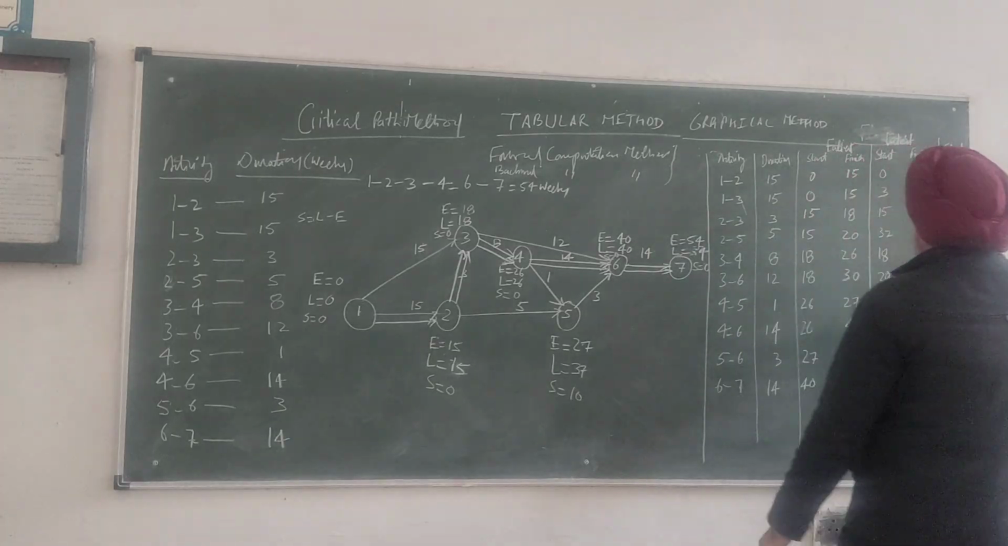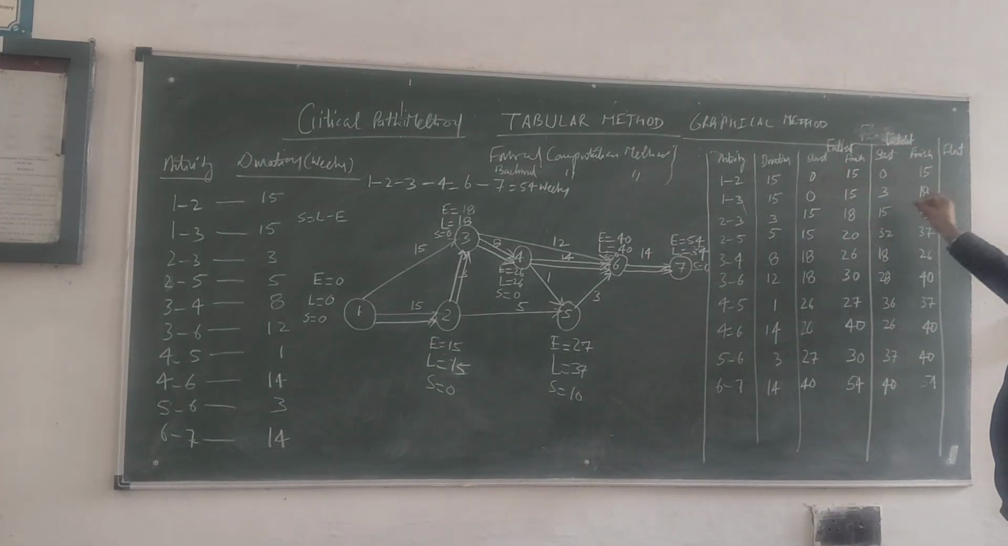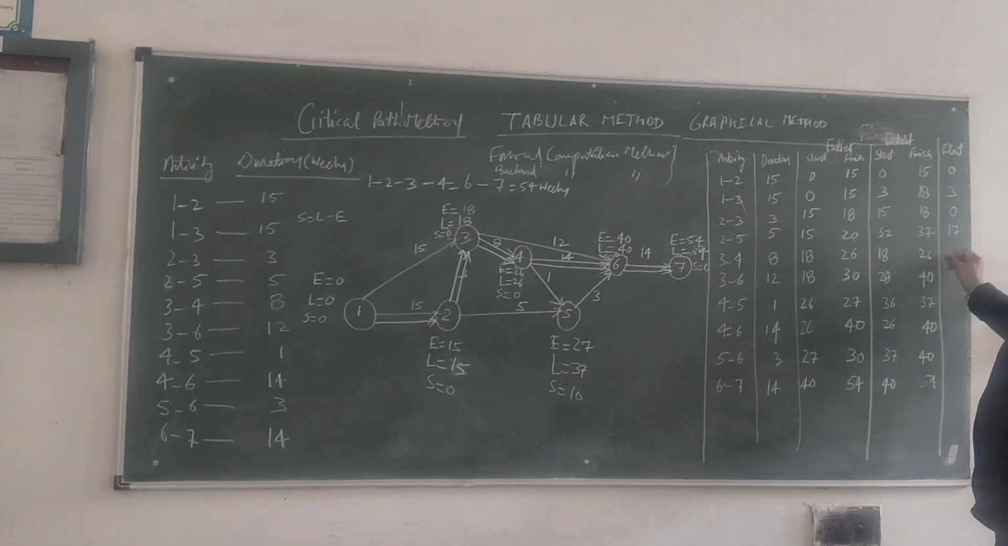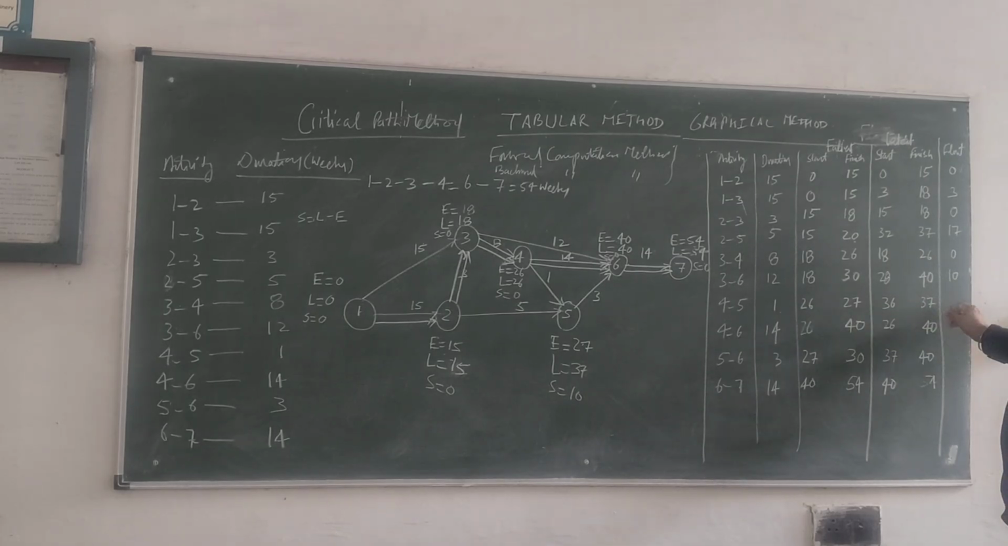So here if you take the difference, finish or start, the 0 and 0 value will remain the same. Here 18 minus 15 and 3 minus 0, this becomes 3. Similarly, 15 minus 15 or 18 minus 18, this is 0. This is 37 or 32 minus this is 17, or 37 minus 20, this is 17. Similarly, this is 18 or 26, this is 0. Similarly, 28 or 40 minus, this is 10. 36 and this, or 27 minus 27, this is 10.